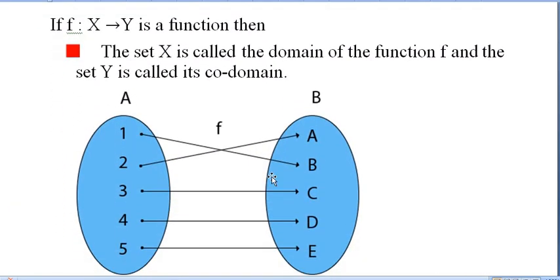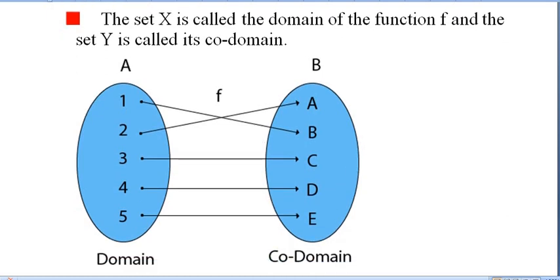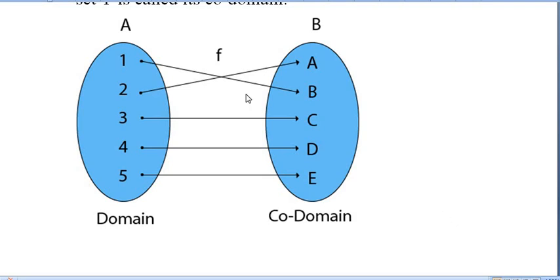If f from X to Y is a function, then the set X is called the domain of the function f and the set Y is called its codomain. So this is the domain and set B is the codomain. These elements are the domain: the set {1, 2, 3, 4, 5} is called the domain. The set {A, B, C, D, E} is called the codomain.